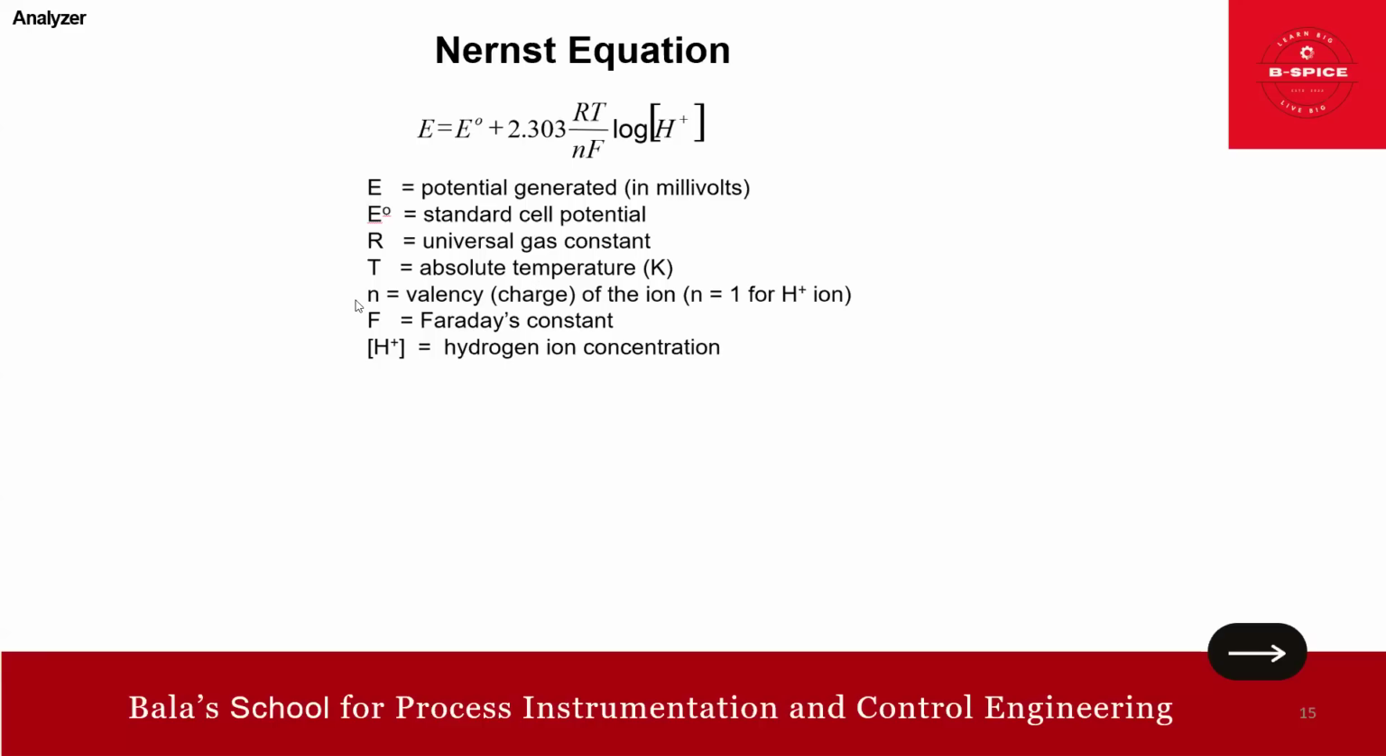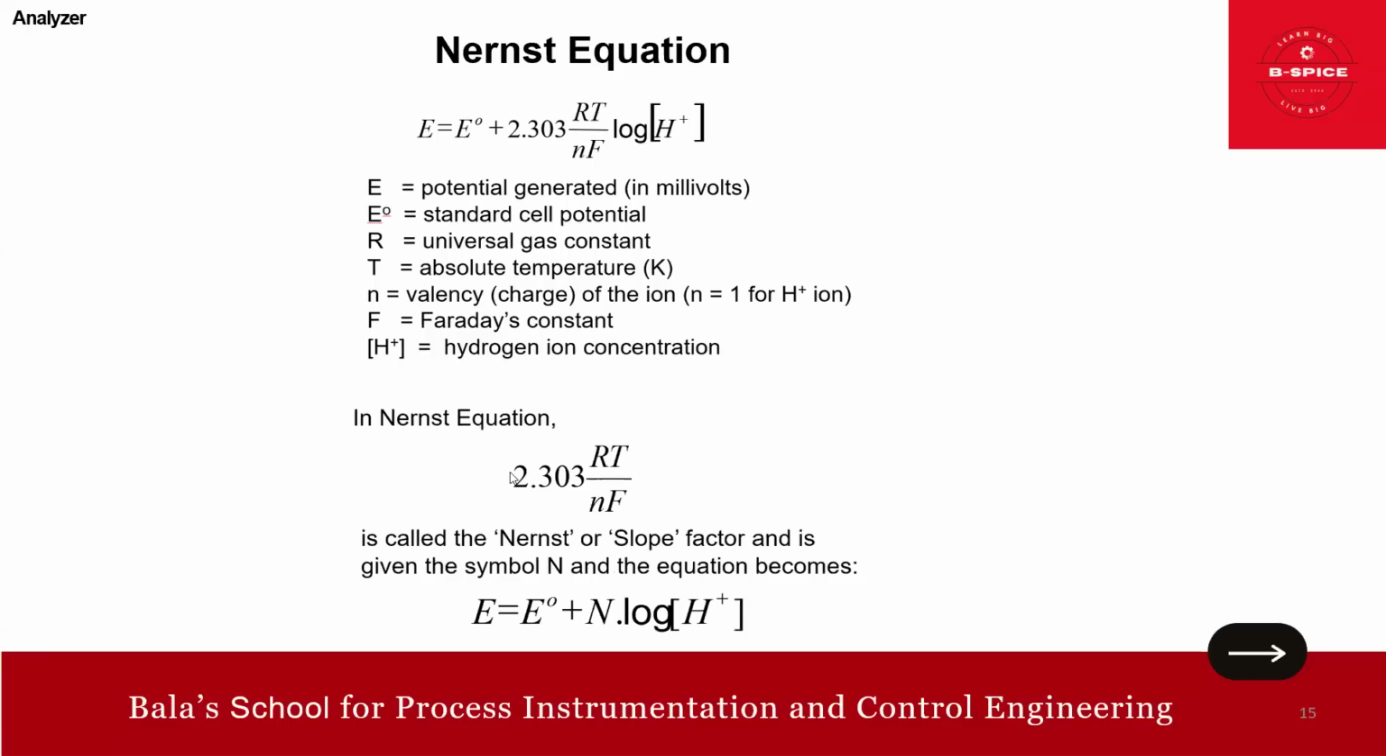Then n is the valency, that is, the charge of the ion. n is equal to 1 for the H+ ion. F is Faraday's constant, and H+ is the hydrogen ion concentration. So E is equal to E0 plus 2.303 RT by nF times the logarithm of H+. This is the Nernst equation.